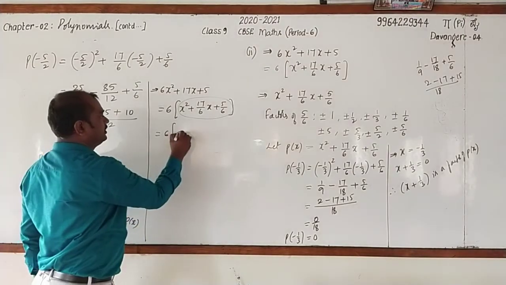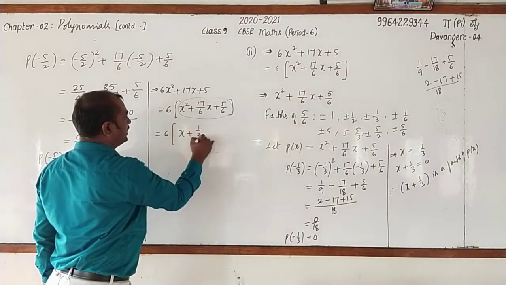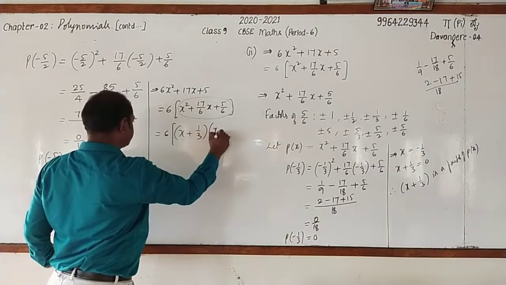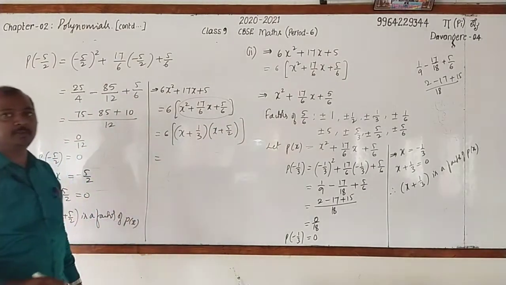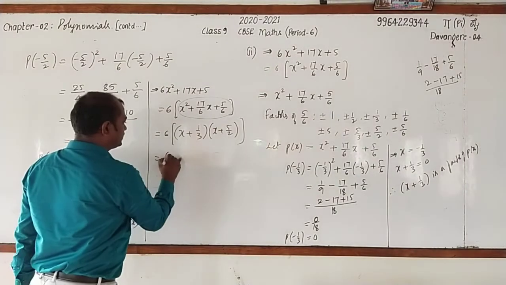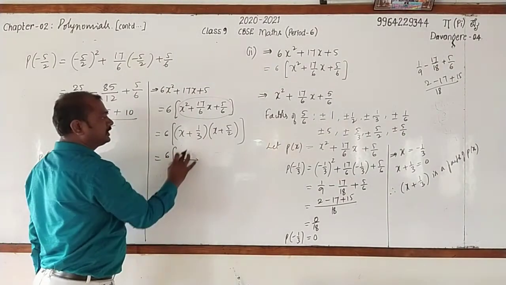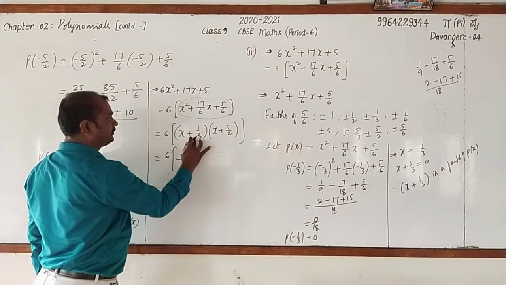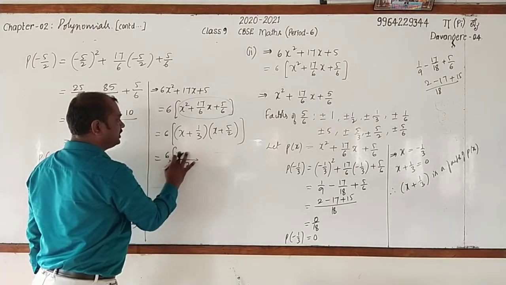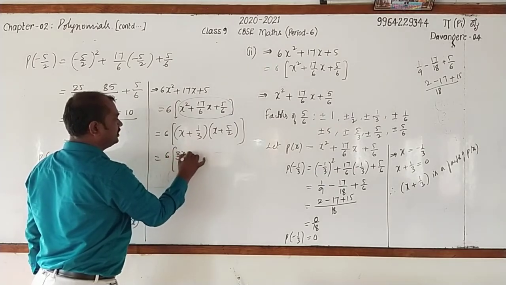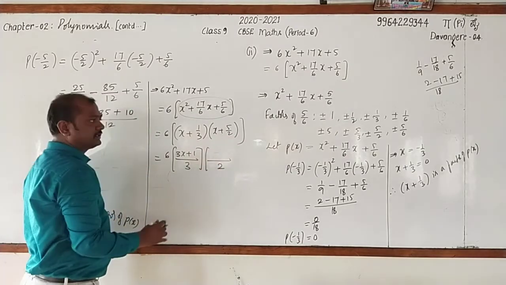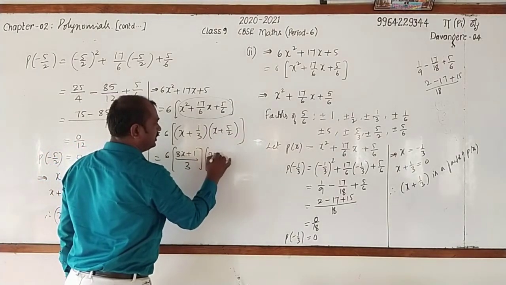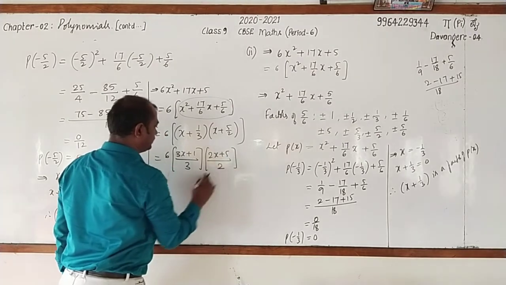Here I will write (x + 1/3)(x + 5/2). Then how can it be simplified? Observe, here I am taking the LCM, 3. Then it is 3x plus 1. What about here? 2 is the LCM. Multiply. It is 2x plus 5.